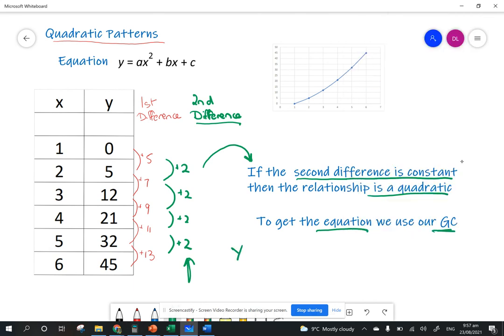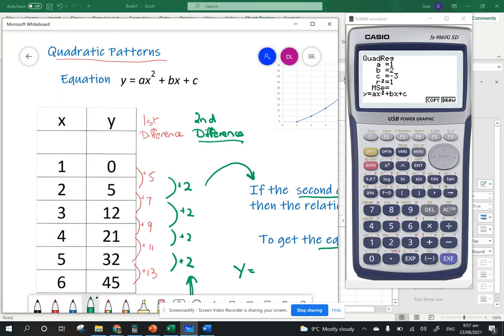So we write down a equals... y equals a, which is 1x squared. You can just leave the 1 off, plus 2x minus 3 in this case, and that's the equation to this quadratic pattern. This works for all quadratics, and it's just a matter of doing the table and figuring out what you've got.